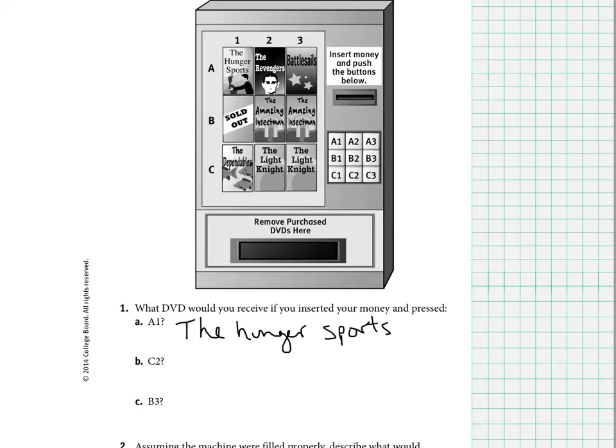And I don't like using black on here. I'll change colors. Now, for B, what if I press C2? Okay, C2 is right here. So you go C2, the Light Night. Okay, so you put the Light Night.